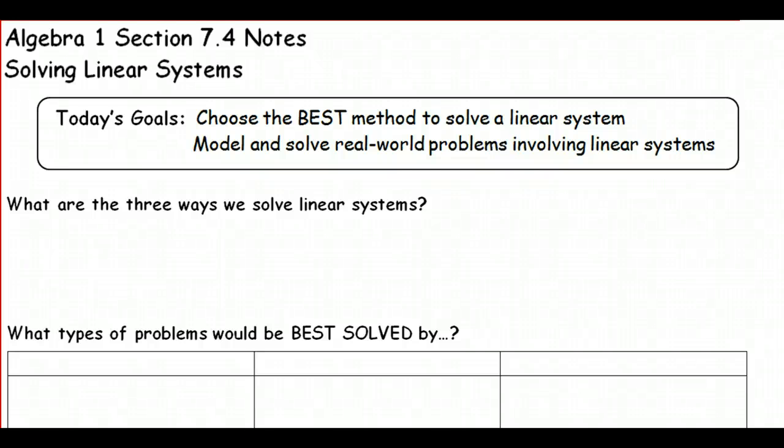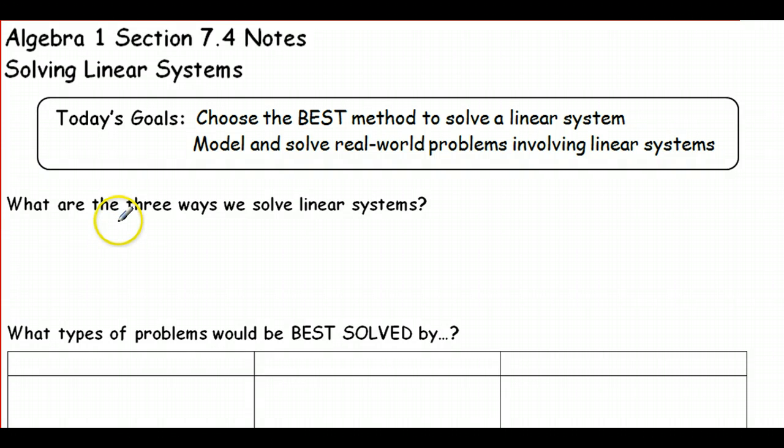7.4 Solving Linear Systems. Today we are going to figure out how to choose the best method to solve a linear system. And we are also going to model and solve real-world problems involving linear systems. Can you remember what the three ways we have learned to solve a linear system are?